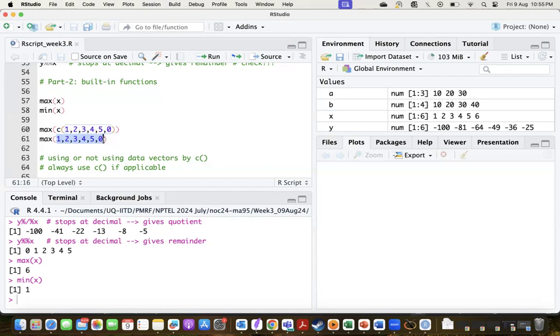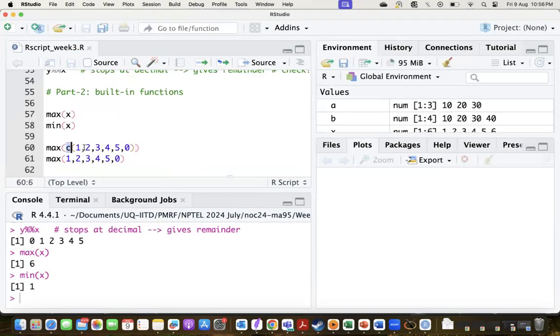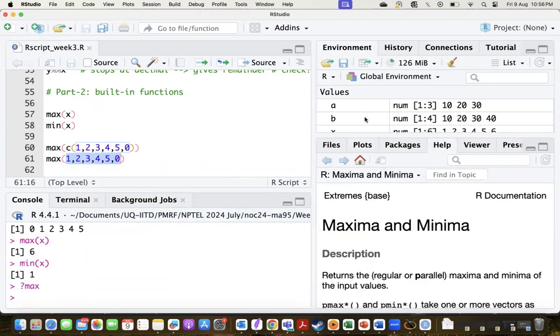I'm just giving it multiple numbers directly. So basically, the way R will read it is that here there was just one input to the function max. That input was a vector, but the input was just one, because within the highlighted bracket there is just one input. That whole thing is set up as a vector. But in the second case, I have 6 individual inputs to max. So let's take a look at what max actually wants as the input.